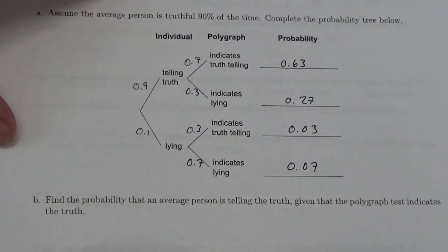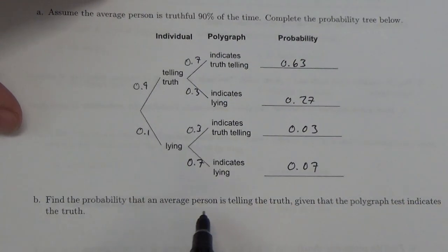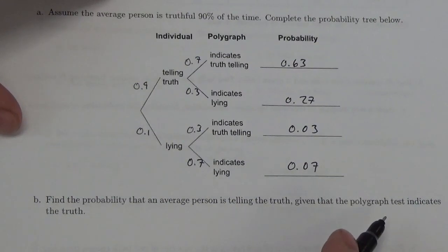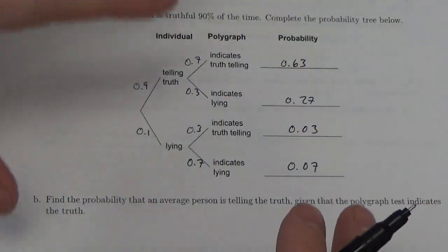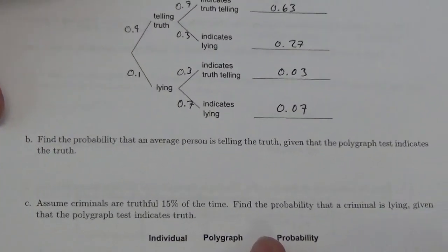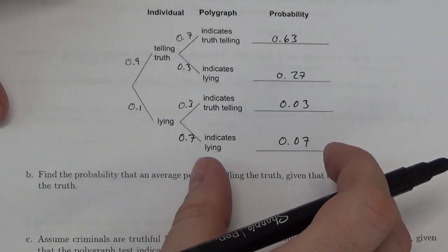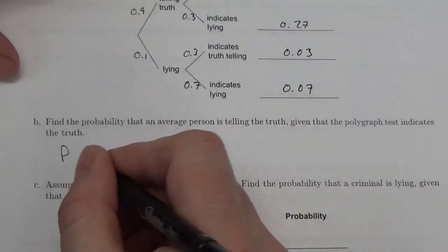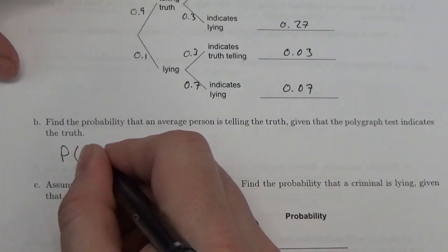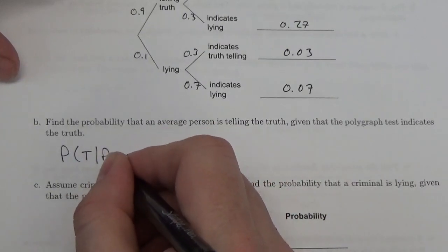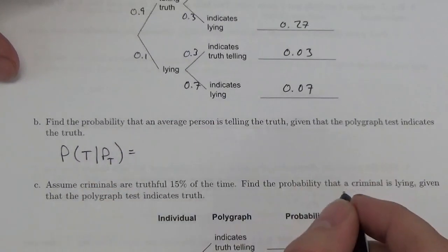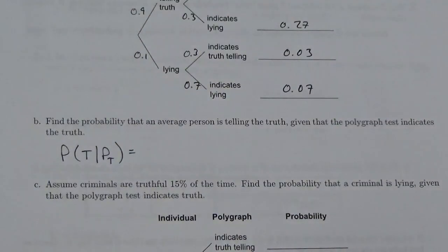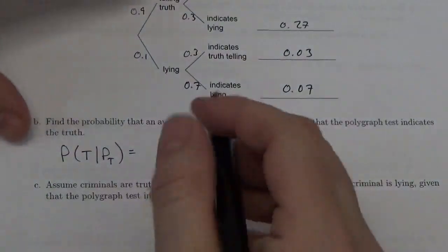Now, let's go on. Find the probability that an average person is telling the truth given that the polygraph test indicates the truth. This is the real question. Based on what we've just seen about the accuracy of the polygraph, what is the probability that you are actually telling the truth given that the polygraph says you're telling the truth? Because really that's what you're interested in. You've got someone strapped into this. It says you're telling the truth, but you can't trust it. To what degree can you trust it?